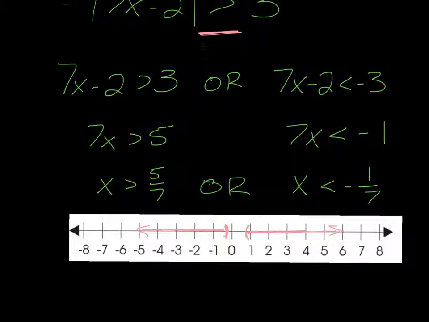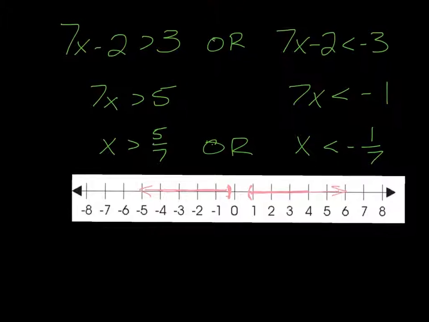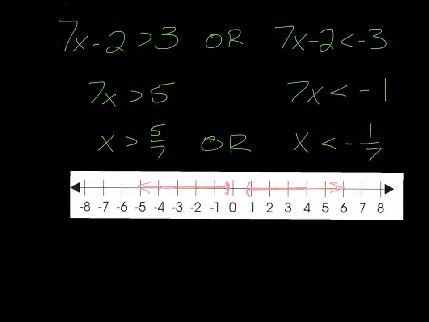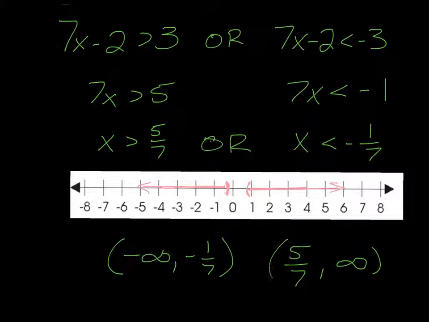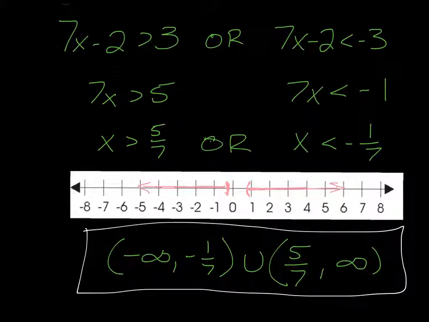Alright, so the answers are in interval notation. We describe these two sets individually. We have numbers less than negative 1/7, which is from negative infinity to negative 1/7, not including 1/7, and we can't include infinity. And the numbers bigger than 5/7. That is our set. And again, these are disjoint sets, which happens when we have greater than inequalities.